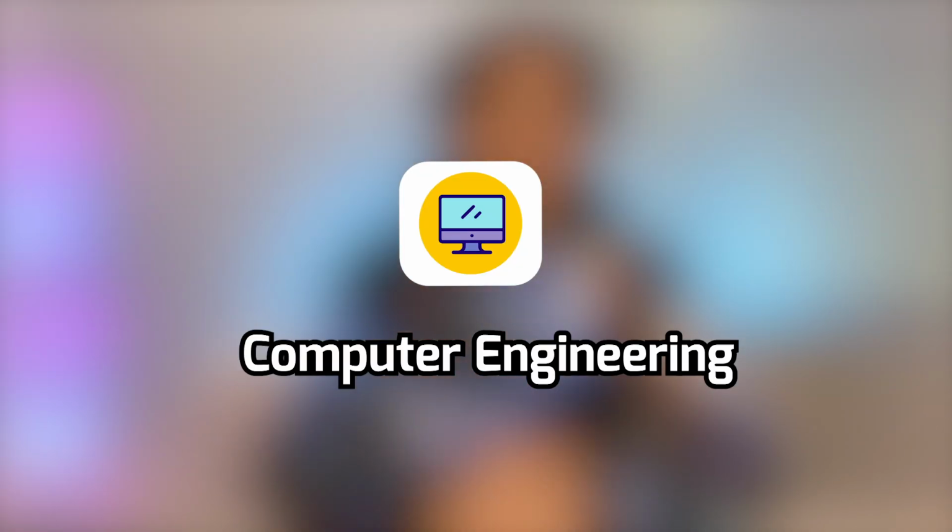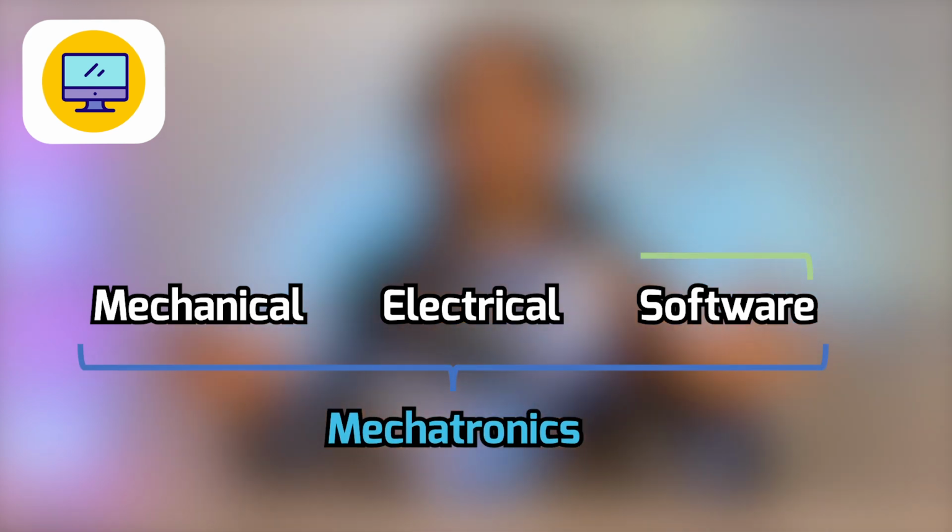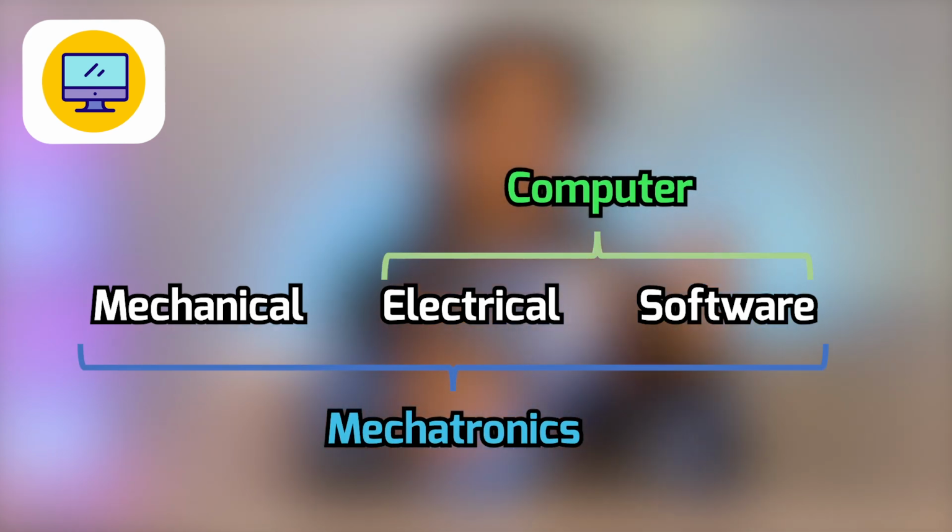Next, we have computer engineering, which is a mix between electrical and software engineering. So if you for sure know that you don't want to do mechanical engineering, but you're undecided between whether you want to do electrical or software engineering, then computer engineering might just be your best bet in this situation.